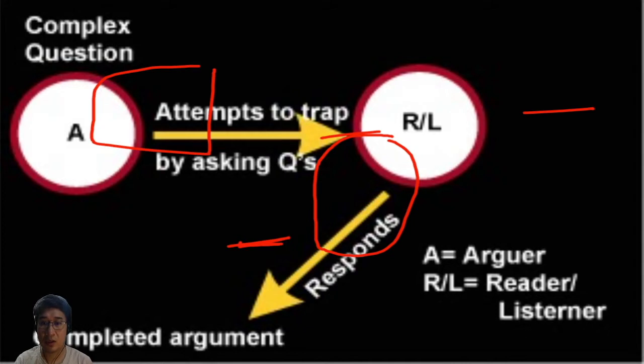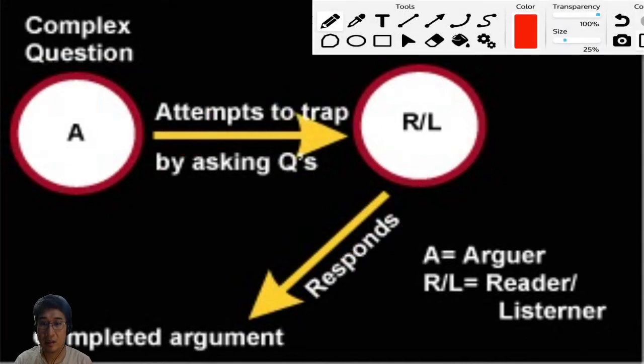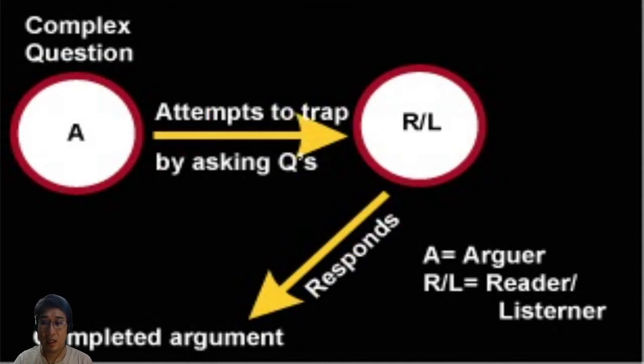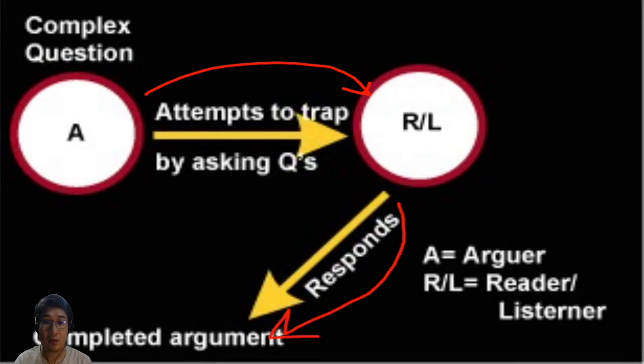Complex question is like this one. The arguer attempts to trap the listener or the respondent, and then the respondent responds. Yung pag-respond ng listener or respondent is the complete argument for the complex question. Now, yung pagsagot ng respondent dito is in relation dun sa question na binigay ng arguer. Okay, so ibig sabihin, parang ganito yan.